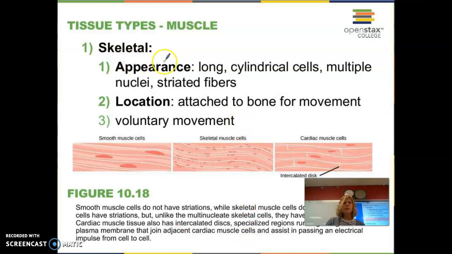So skeletal muscles obviously are for movement, right? Wouldn't do you any good to have bones if you didn't have muscles attached to them, right? So we're looking at right here, skeletal muscles. These are the 3 main types. Skeletal muscles have striated fibers, you can see these little lines in here. That's what they're talking about. They're attached to the bone for movement, specifically voluntary movement.